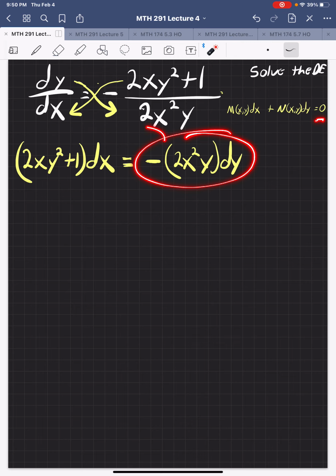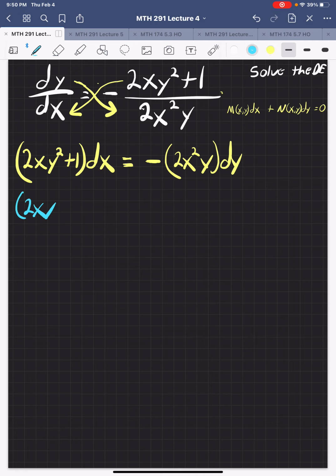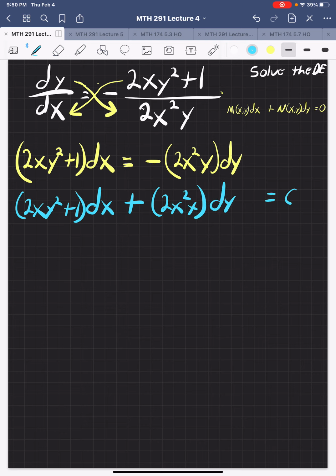So I'm just going to grab this and bring it back to the other side so that this is set equal to 0. Okay, so we're just going to grab this, drag and drop, bring it over here, and then we have (2xy squared + 1) dx + 2x squared y dy, and that is equal to 0. So now we have the form of an exact differential equation. So it's at this stage that you would start the process of solving it.